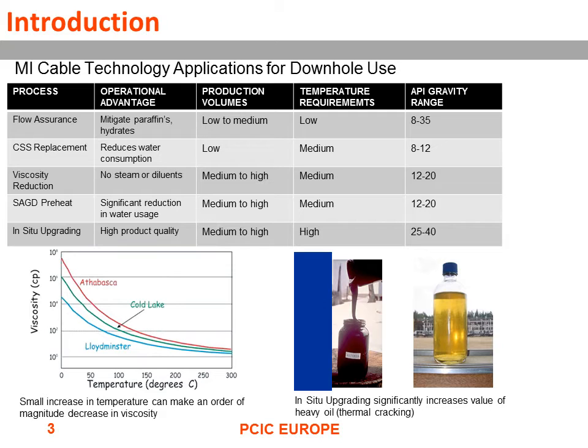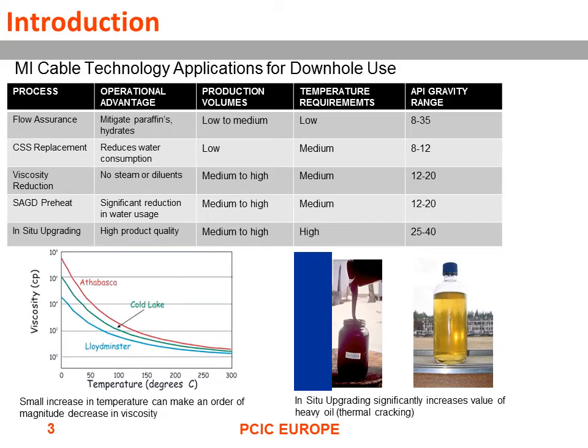This is used in the Central Valley of California a lot. The good thing about using electrical technology is it really reduces the water consumption. In fact, in some wells in the Bakersfield area, we have absolutely no water cut. We also have used it for viscosity reduction in Alberta and other places. You don't have to use steam or diluents.